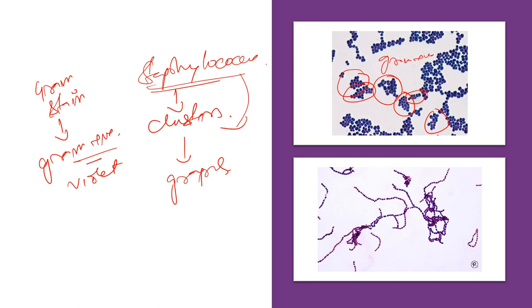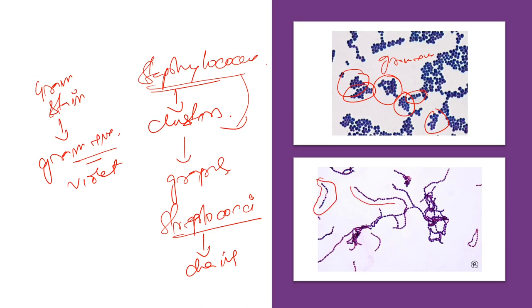Theek hai? And Streptococcus are found in chains. Theek hai? Streptococci are found in chains. Chain jaise hote hai na, aise hai Streptococci. Theek hai?